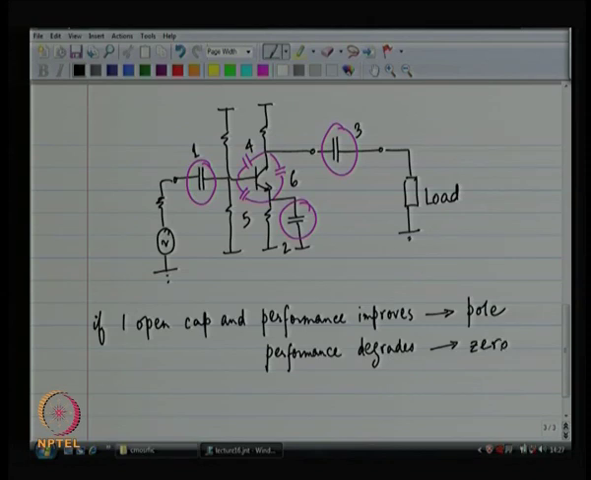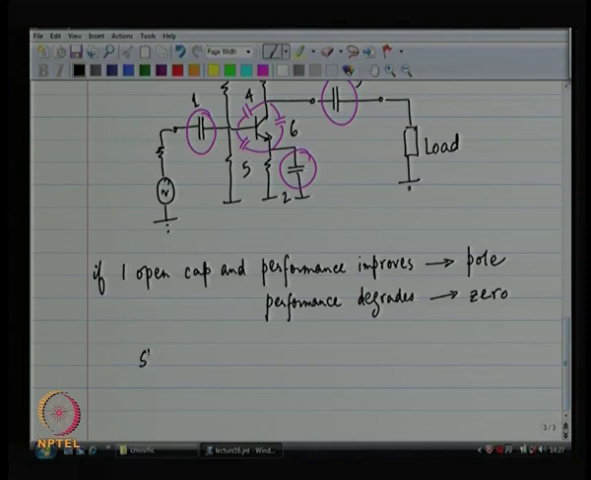Okay. Alternately, you can also do the following: you can short the capacitor, and if performance degrades, then it is a pole. If performance improves, it has got to be a 0. Okay. You can do either of these two experiments to figure out if that particular capacitor is responsible for a pole or for a 0. Okay. Now, your homework problem is to figure out capacitor number 4.